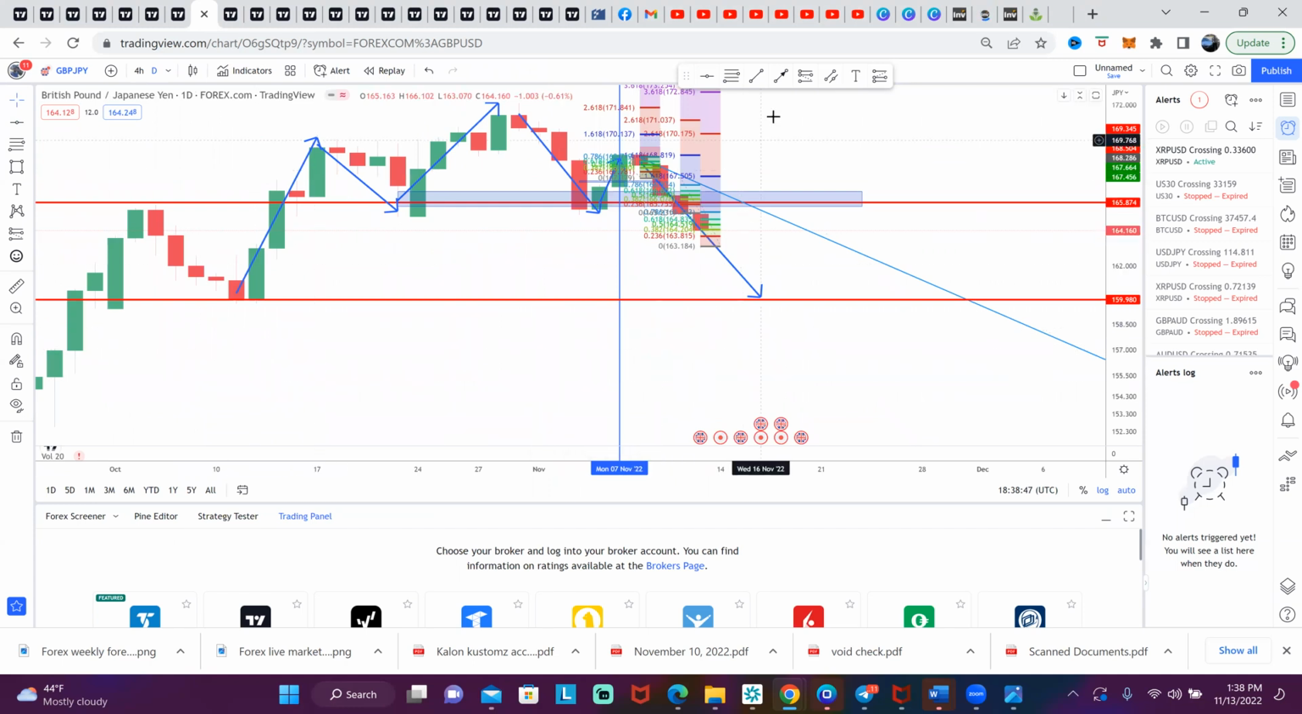So we could literally continue to push down to here and play with the support, or we could push down, retest this area of resistance before we shoot back down.